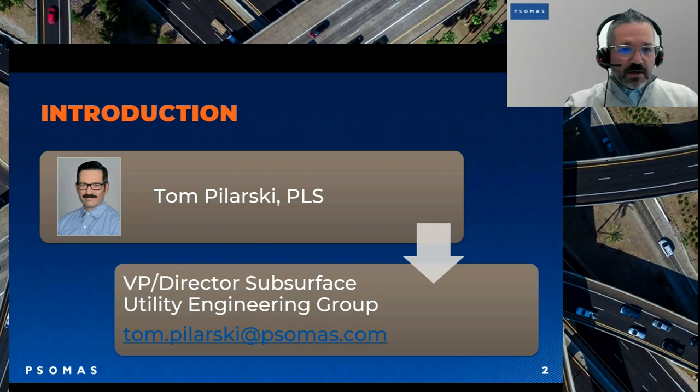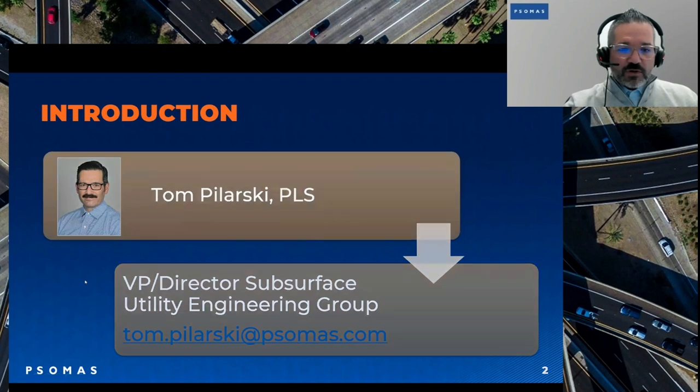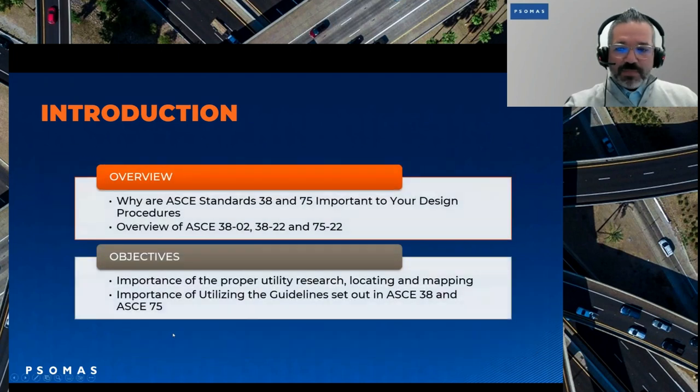So with that, an overview of what we're going to go through. We're going to talk a little bit about why ASCE standard 38 and 75 are important to your design procedures. We're going to give an overview of 3802 because it's the base. It's where we started, like Matteo said, 20 years ago. We're going to talk a little bit about how we got to 3802. Then we're going to talk about the updates in standard 38 that were in 3822 and the introduction of standard 75, which is the mapping standard.